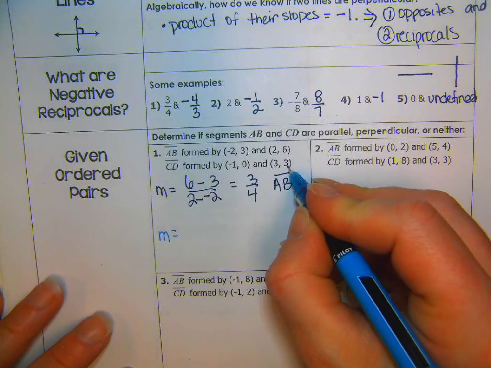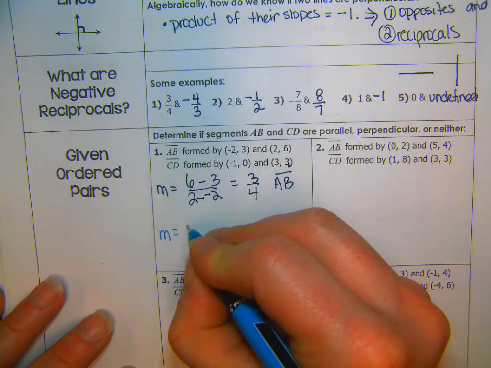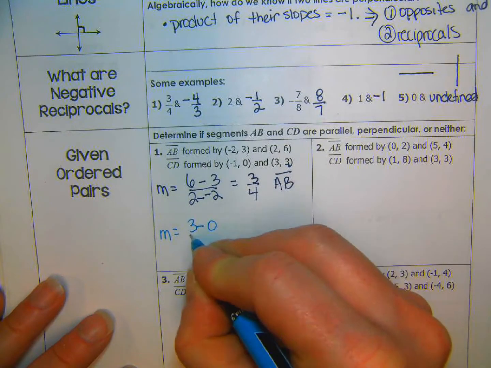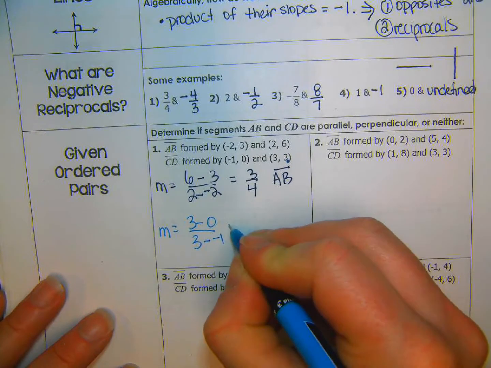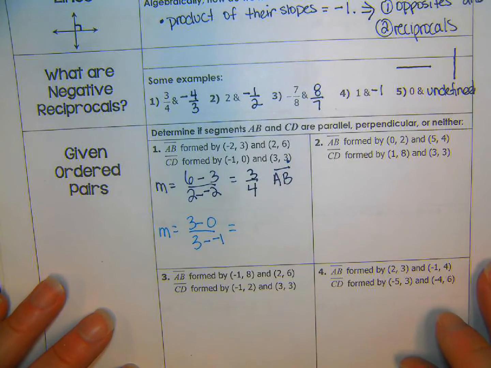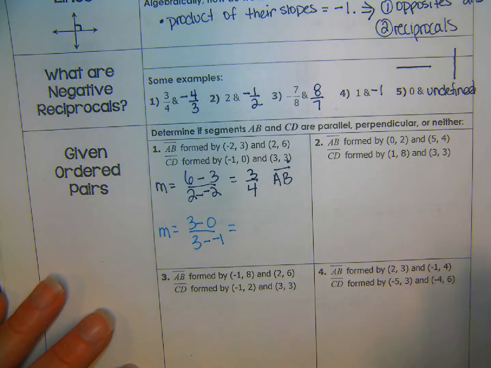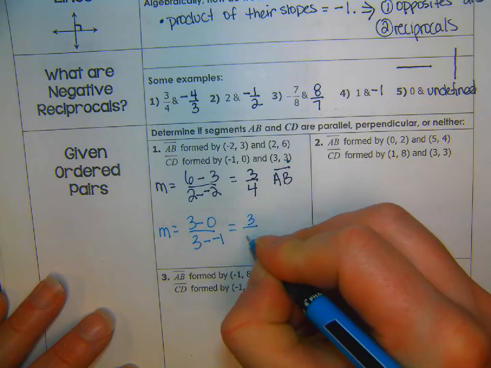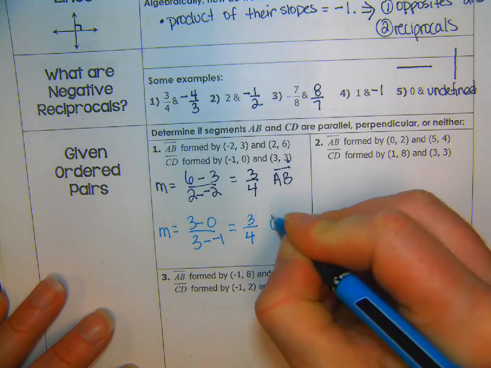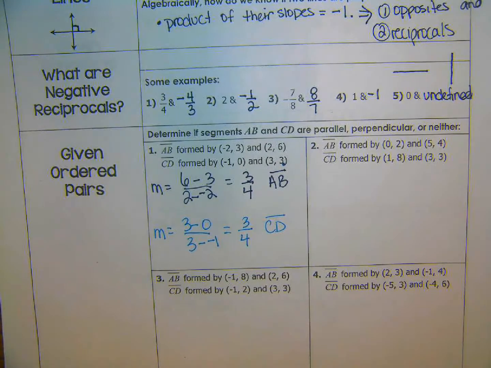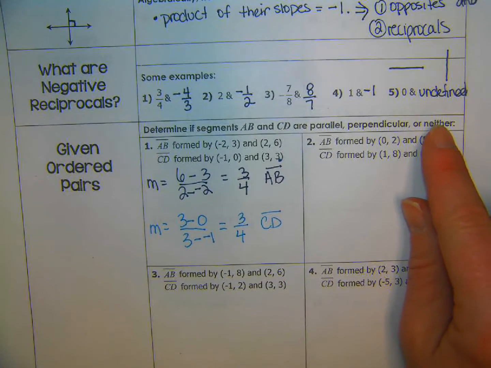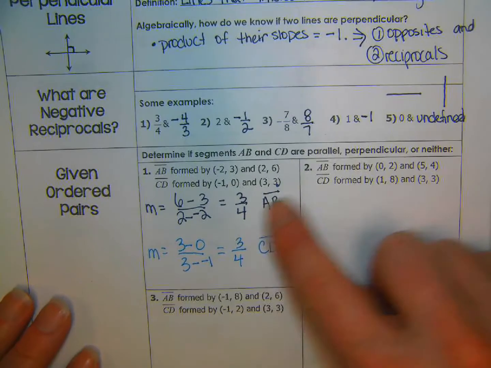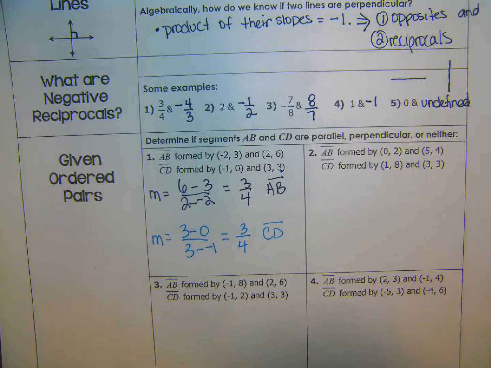So I'm going to do 3 minus 0, 3 minus a negative 1. What do we get? 3 over 4. Okay. What kinds of lines are these? Are these parallel, perpendicular, or neither? Parallel, because they have the same slope.